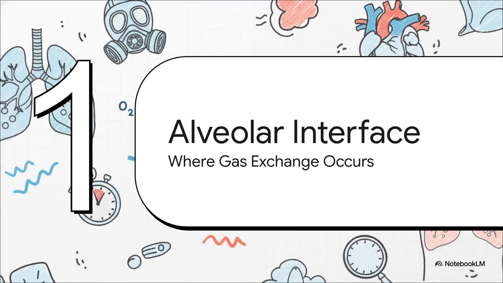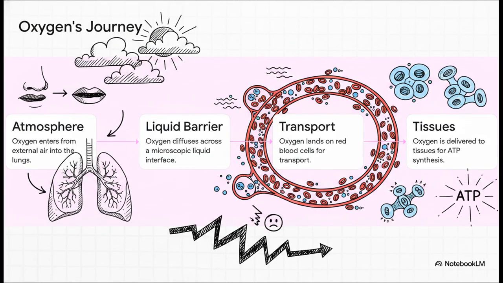All right, jumping right into section 1. The alveolar capillary interface. Let's look at exactly where the magic of gas exchange happens. To really grasp pulmonary diffusion, we've got to look at the ultimate end goal, right? Oxygen comes in from the atmosphere, travels down the bronchial tree, and fills up the alveoli. But here's the kicker. The air and the blood don't actually touch. There's this incredibly critical microscopic gap between them, a liquid interface.